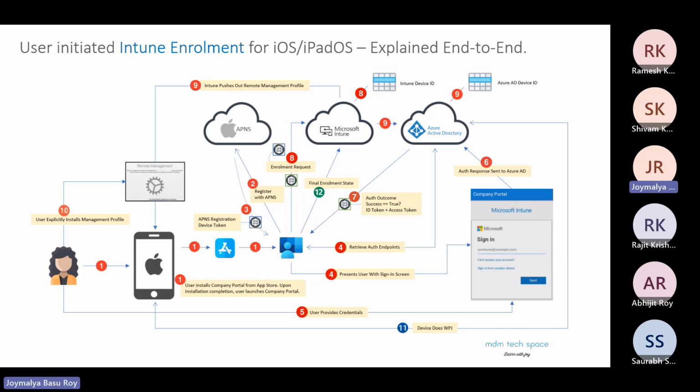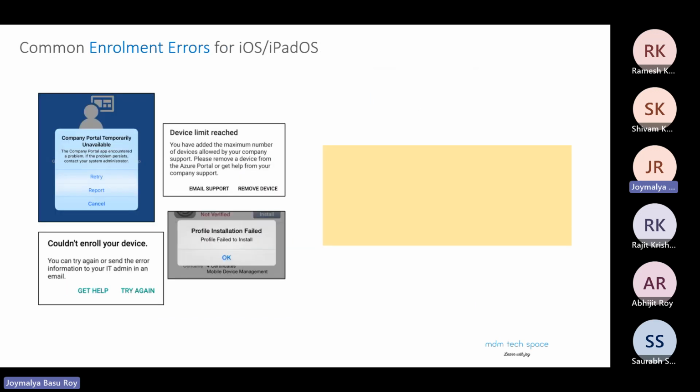Okay, so the common errors that you get during iOS enrollment are these. I haven't seen any other errors that can happen during the enrollment of a device. So one is couldn't enroll your device. Company portal is temporarily unavailable. Device limit reached and the profile installation failed. Have you seen any other errors?